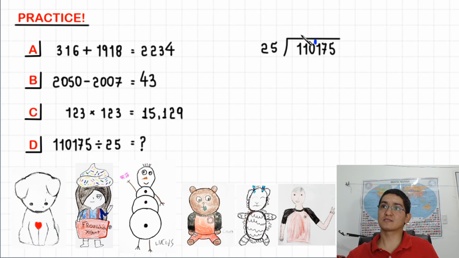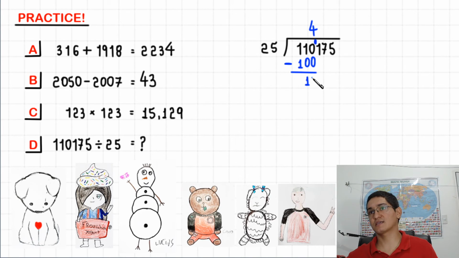How many times does 25 go into 110? If you think about it, you will tell me that it is just 4 times. 4 times 25 equals 100. I write it here. You know that by heart, don't you? 4 times 25, it's 100. I write here and I subtract. What is 110 minus 100? That is just 10. After a subtraction, I bring down the next digit. It is 1. Here I have 101.